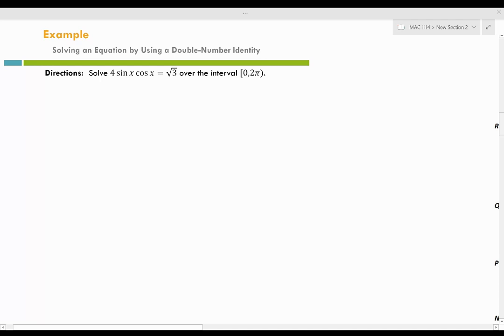All right, you guys, let's continue our discussion on solving trigonometric equations and inequalities. Let's look at this second example. It says solve for 4 sine x cosine x equals square root of 3 over the interval from 0 to 2 pi. Just like before, we want to see how many trig functions are included in our equation. We also want to see if our equation is linear or quadratic, so that we know how to approach it. So the first thing I'm going to do is write out our problem.